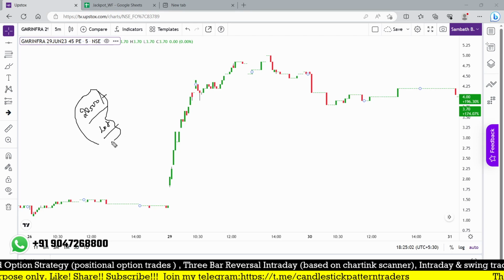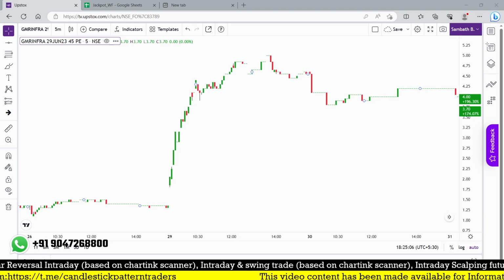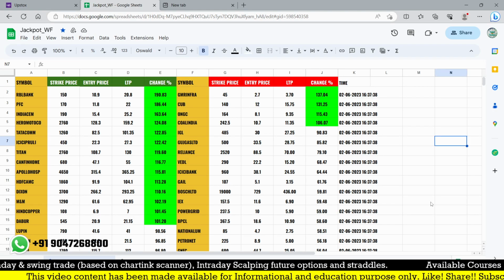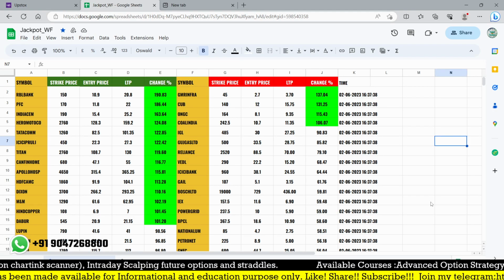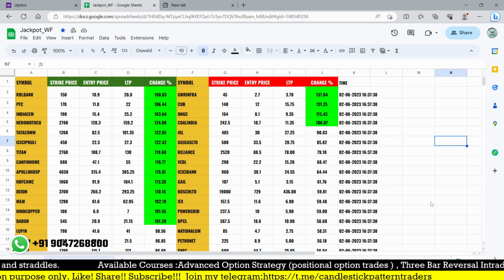Even so, we have a lot of opportunities in the coming days that we can go for. That is the main opportunity. So this is last week's trade details, which I have developed in this Google Sheet, and we find the entry opportunities by our advanced option strategy.